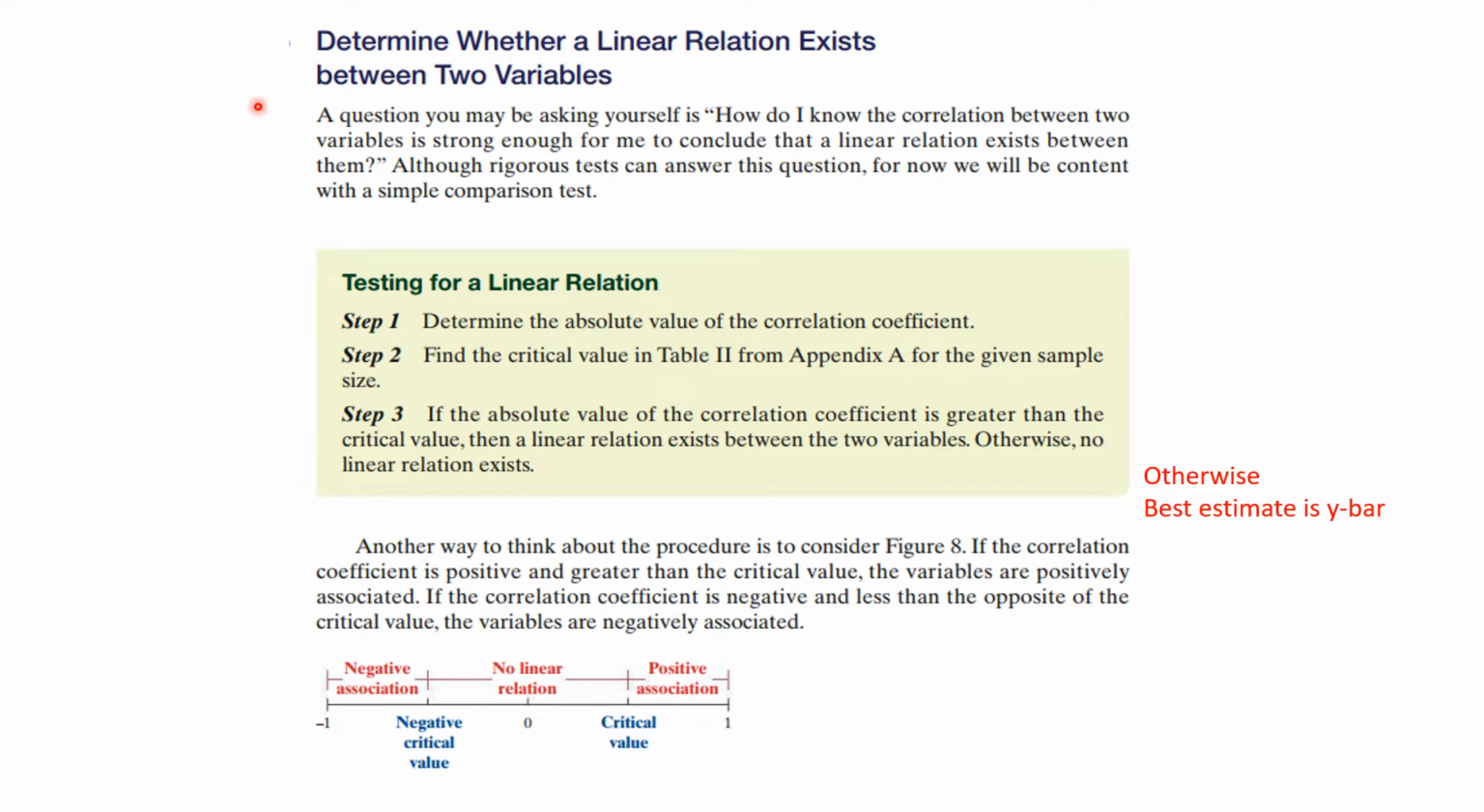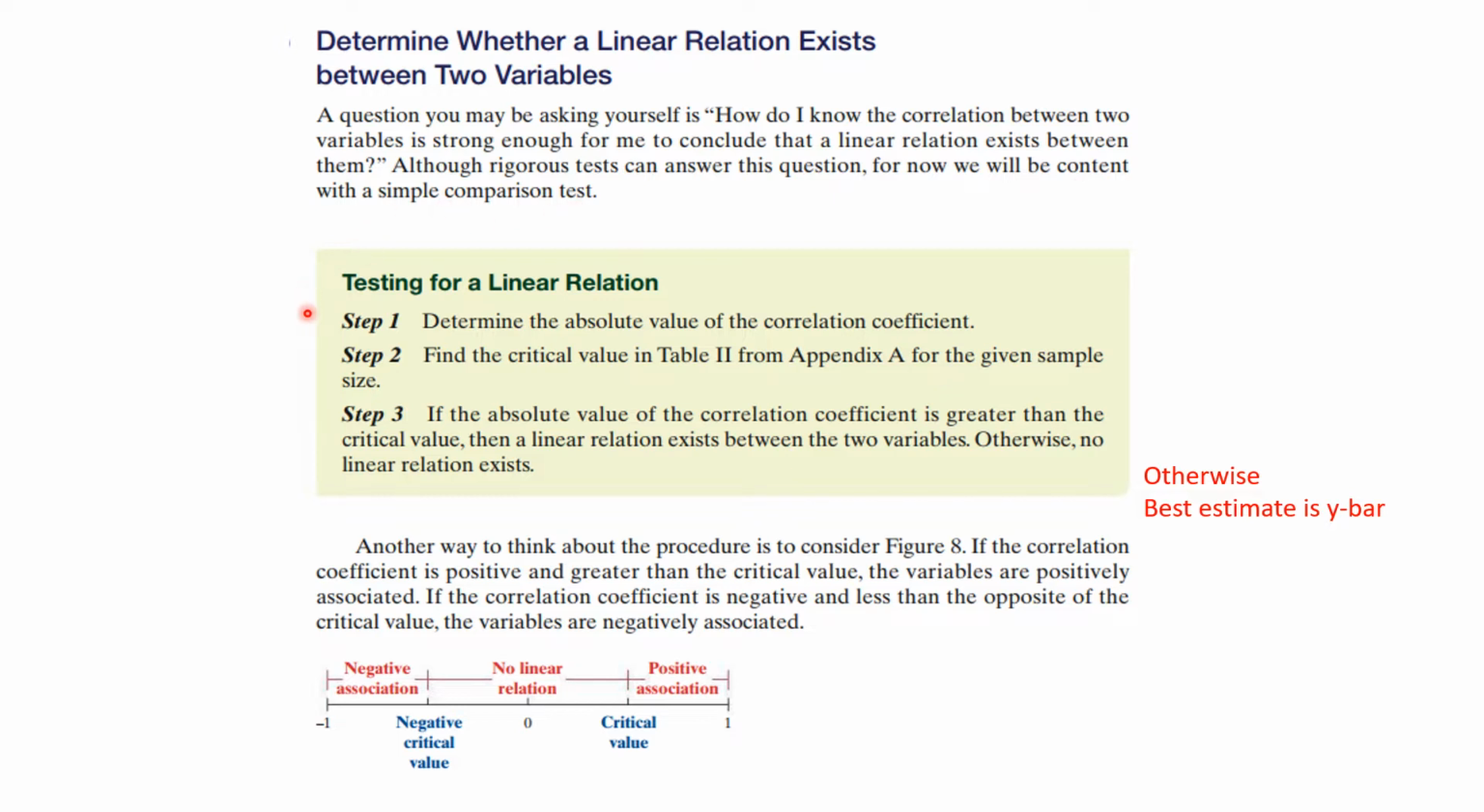A question that you may be asking yourself is, how do I know the correlation between two variables is strong enough for me to conclude that a linear relationship exists between them? Another way to say this is, is the linear regression equation good enough to use? Although rigorous tests can answer this question, for now we will contend with a simple comparison test.